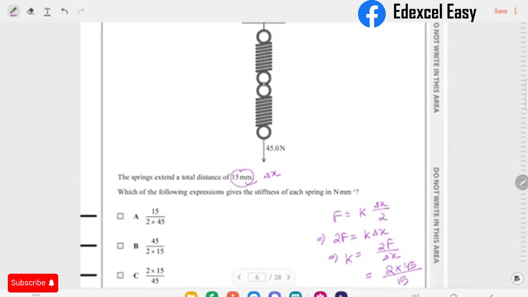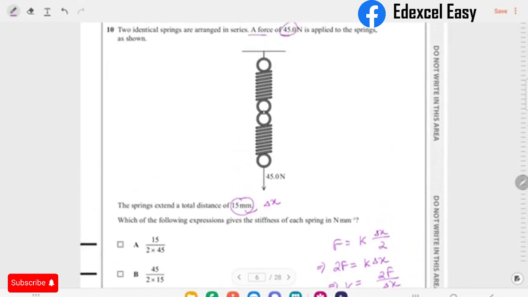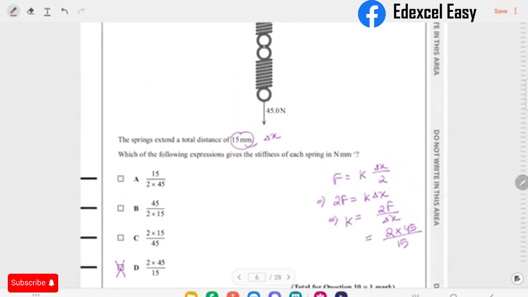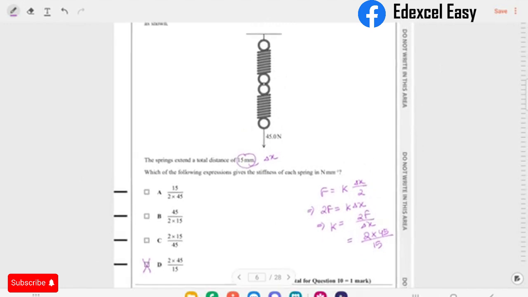Right, for series, the extension was given to you as a whole, right? So if you have to find out the force or spring constant for just one of the springs, you have to divide the extension by 2, because this was the extension for both the springs, who extended equally by 7.5 each. So they just wanted an expression, so we found an expression for spring constant. So this was it for question 10. I hope it was clear. With this, our section A ends. We'll move on to section B.